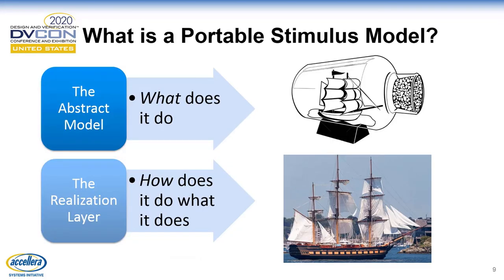So what do we mean by a portable stimulus model? Right? So there's sort of two pieces to a portable stimulus model. The first is what I refer to as the abstract model. And I'm going to spend a lot of time talking about that. This is your verification intent. What does the thing do? What are the behaviors I need to verify? Right? At a very abstract level. Right? I want to send a packet from here to there. I want to do a DMA transfer, whatever, right? At that level, right? I don't want to start thinking about how I'm going to actually implement it because that's the realization layer. And there's a very distinct difference between the two.